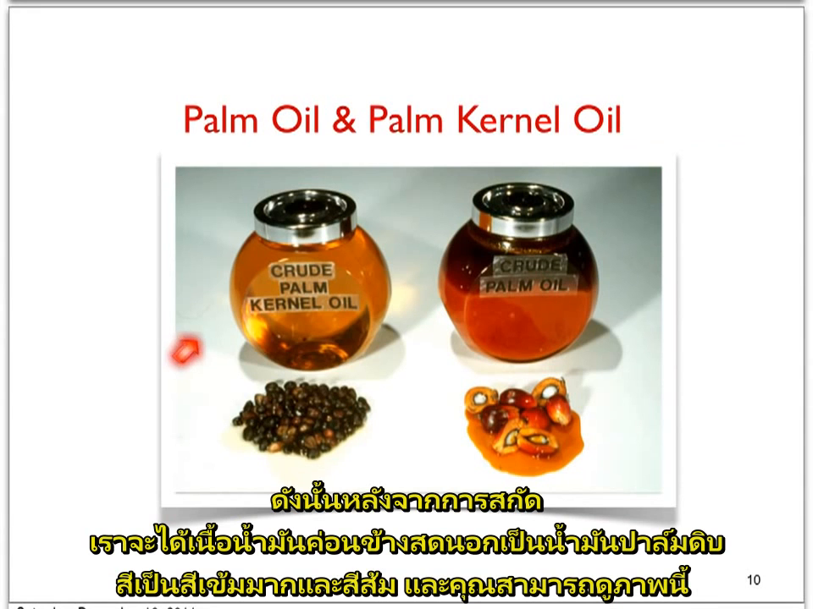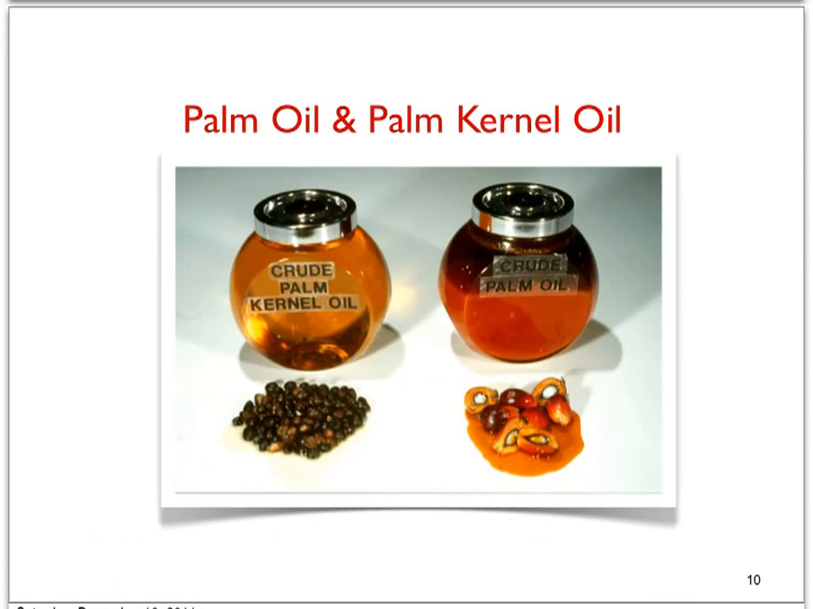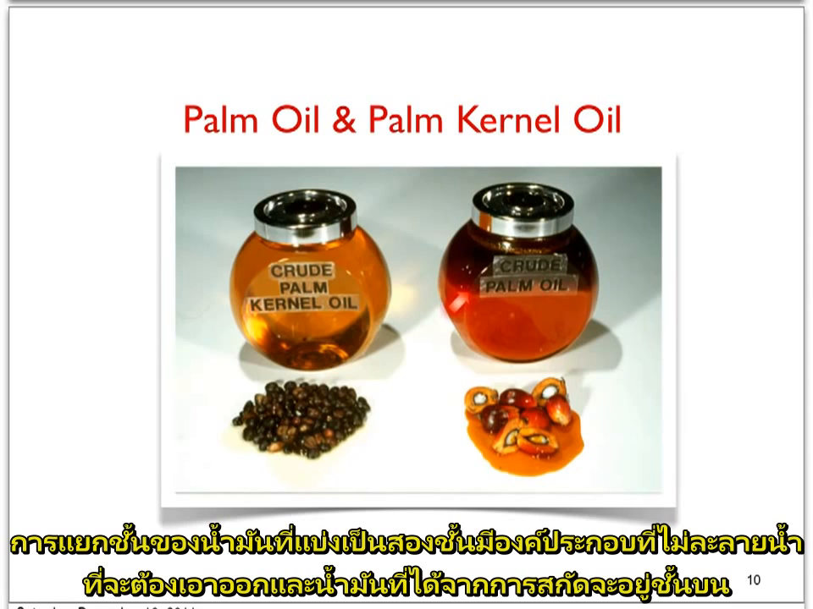So after the extraction, from the mesocarp, or the outer flesh, we can get the crude palm oil. The color is a very dark orange, and here in this picture you can see the oil has actually separated into two layers. The bottom layer contains a lot of insoluble components, phospholipids and other things that need to be removed, and the upper layer is basically the oil.